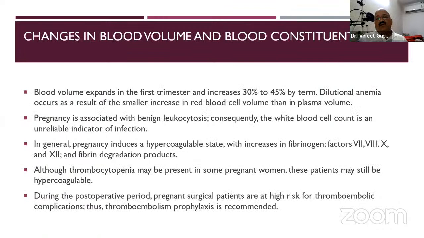Changes in blood volume and blood constituents. Blood volume expands in the first trimester and increases 30 to 45% by term. Dilutional anemia occurs as a result of a smaller increase in red blood cell volume than in plasma volume. Pregnancy is associated with benign leukocytosis. In general, pregnancy has a hypercoagulable state with increases in fibrinogen, factors 7, 8, 10, and 12, and fibrin degradation products. Although there is thrombocytopenia, in some pregnant women these patients may still be hypercoagulable.